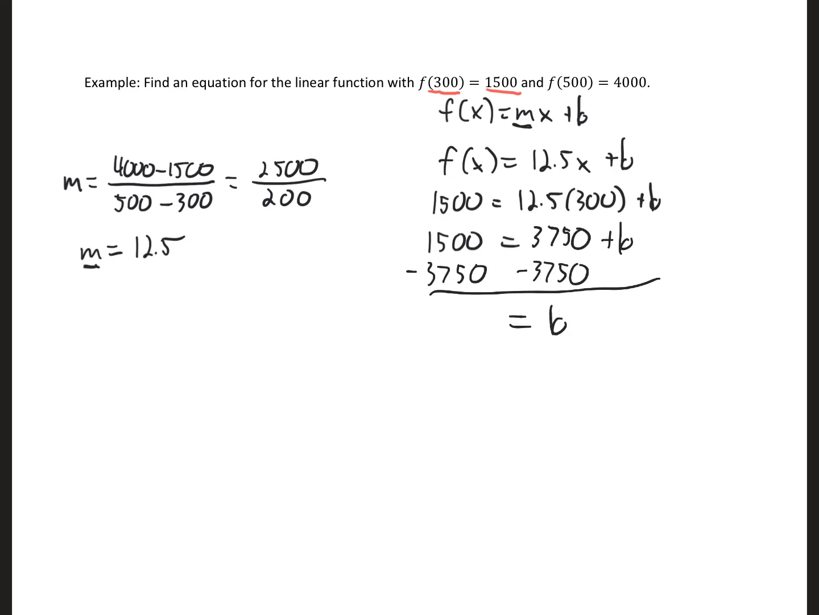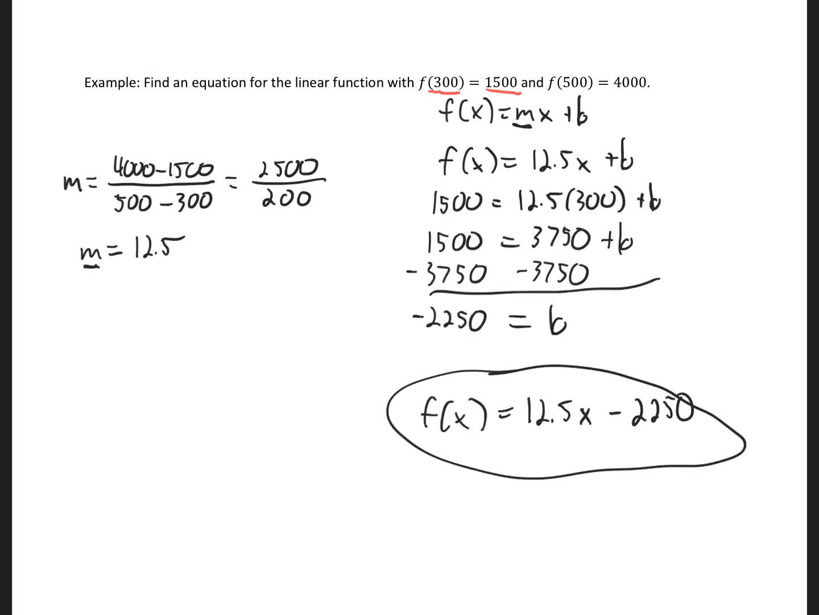And so if we subtract that over to get our value of b, we'll get b equals negative 2,250. So we would say f of x equals 12.5x minus 2,250. That function will allow us to plug in any value of x and determine the corresponding output.